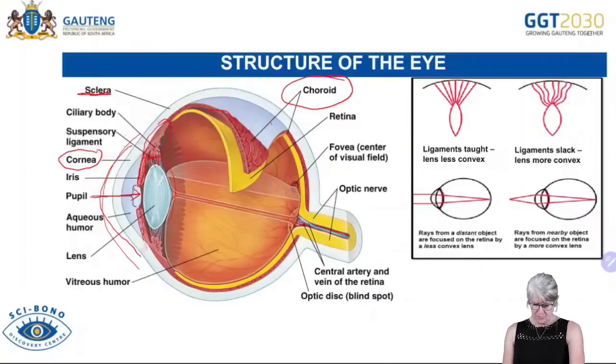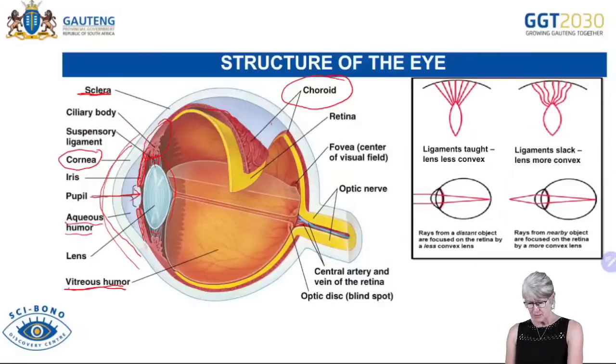And then in front of the lens, between the cornea and the lens, we have fluid. It's quite liquidy, quite watery. It's known as aqueous humor. All right, and then behind the lens, and making up most of the part inside of the eye, is the other, more jelly-like, vitreous humor. Okay, it's like a ball of gel.